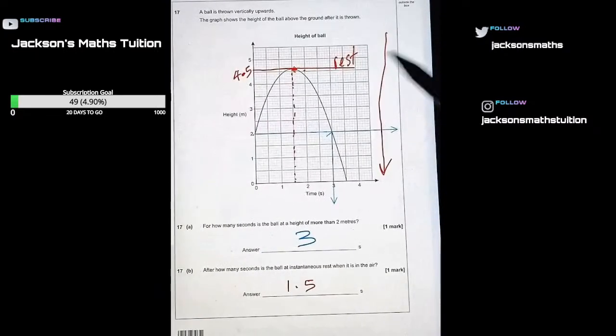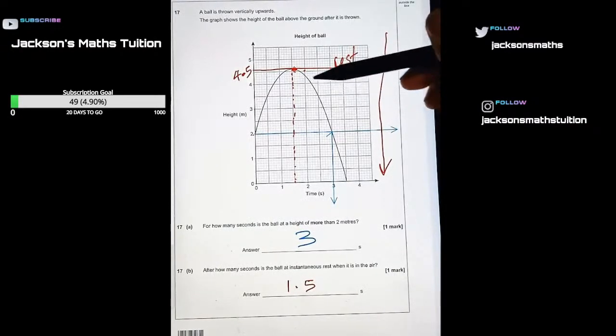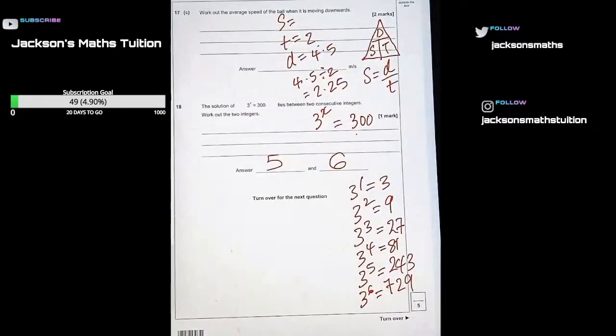And it's the same thing as doing gradient. So if you put a tangent to the curve and you draw the right angle triangle and you do the gradient, it's the same thing. That's how you get the speed. The speed is the gradient of the curve. So it's the distance divided by the time.